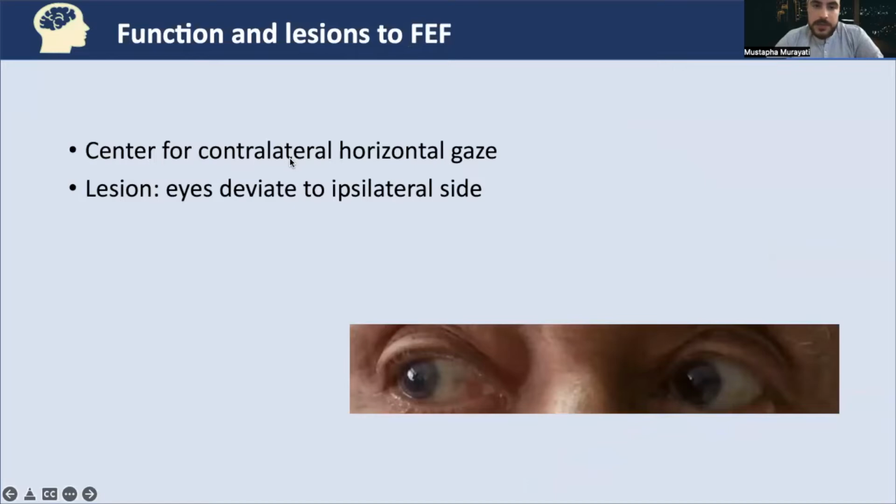If a lesion occurs, for example, on the right side, the eye cannot go to the left side. So it comes to the ipsilateral side of the lesion. So eyes deviate to the ipsilateral side. For example, here, this man looks to the right side. The lesion should be on the right side in the frontal eye field.